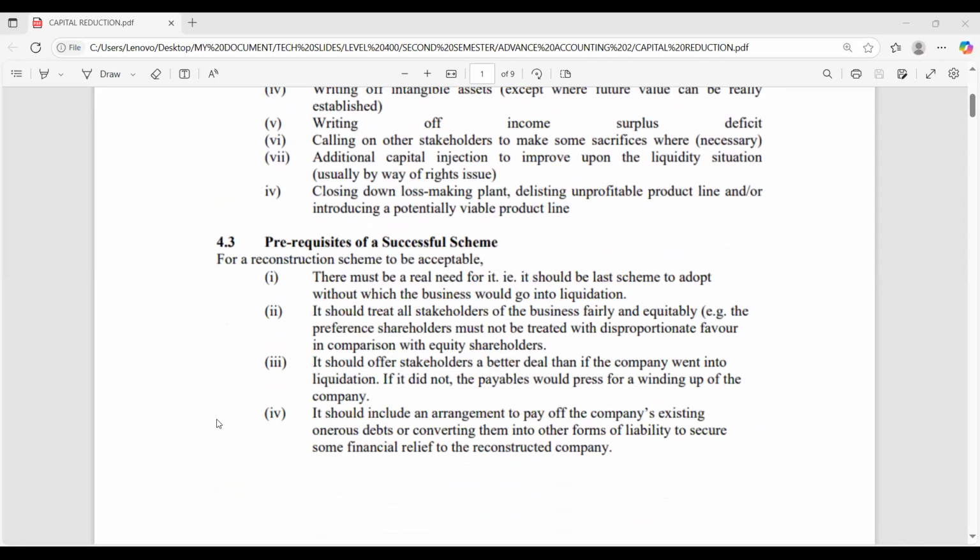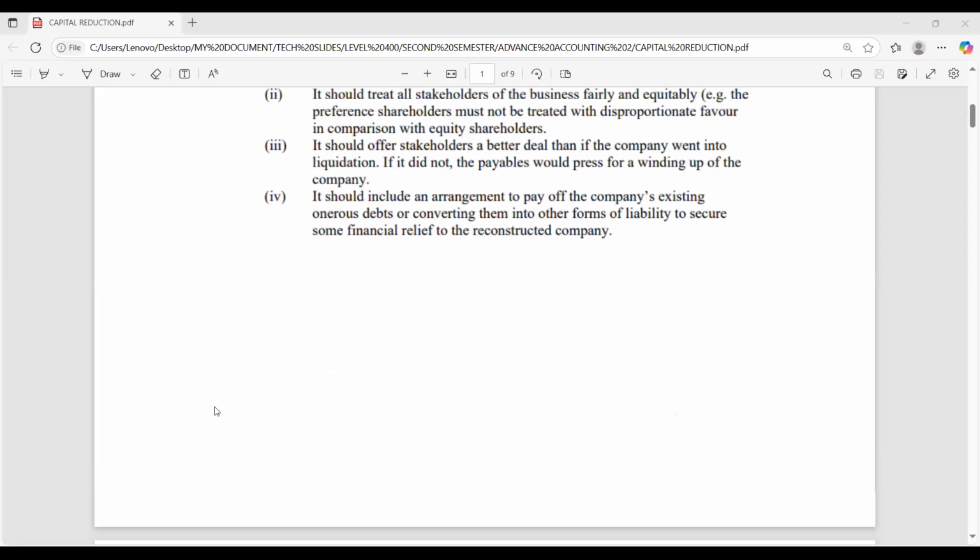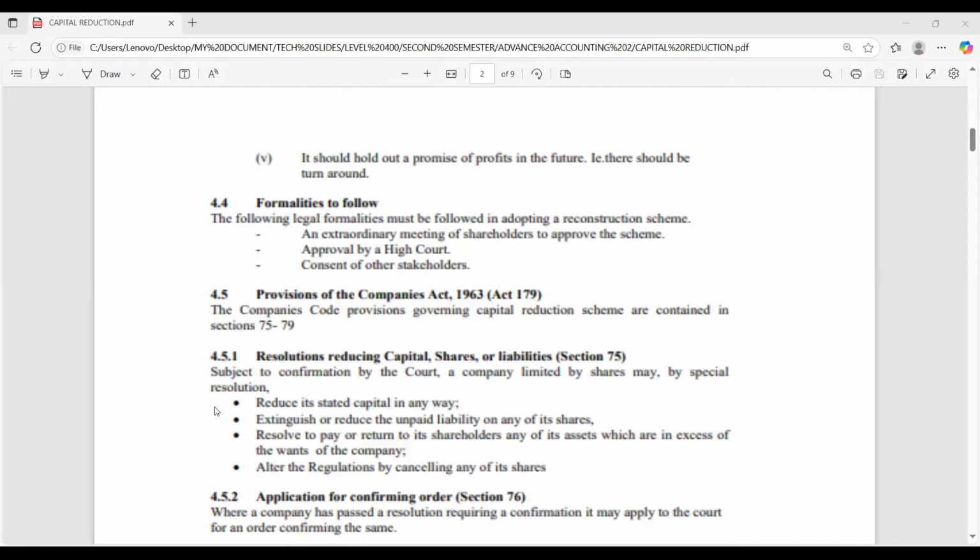Prerequisites of a successful scheme. If you want your scheme to be successful, there are certain things you need to follow. I don't want to do more theory today, so you can read on them. I've given you the formalities to follow in order to either liquidate or reconstruct. The following legal formalities must be followed in adopting a reconstruction scheme. One, you need to hold an extraordinary meeting of shareholders to approve the scheme. Two, you need approval by a high court if your shareholders are not giving you the necessary approval. Then you also have to seek the consent of other stakeholders like your creditors and holders of long-term liabilities. These are people you need to consult before you can actually reconstruct. So you don't just wake up as a manager because the business is not doing well and close down the firm. Are we together? Yes, we are.